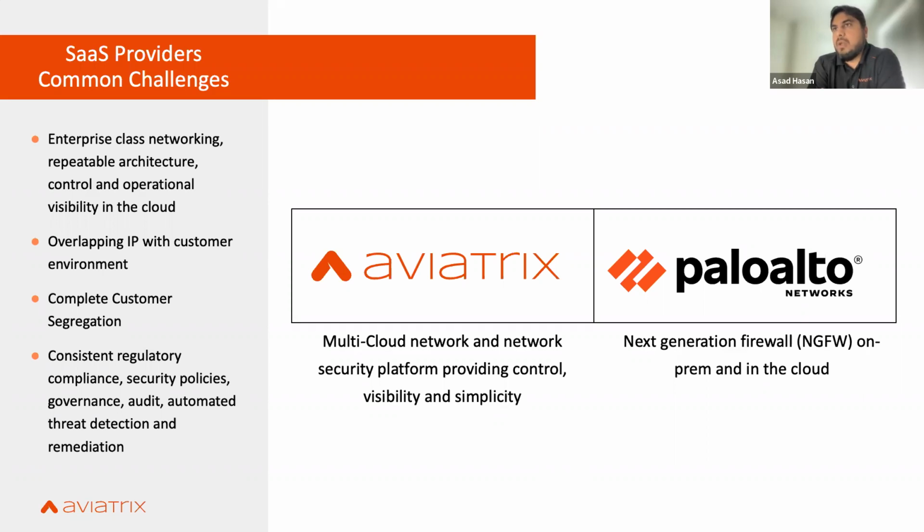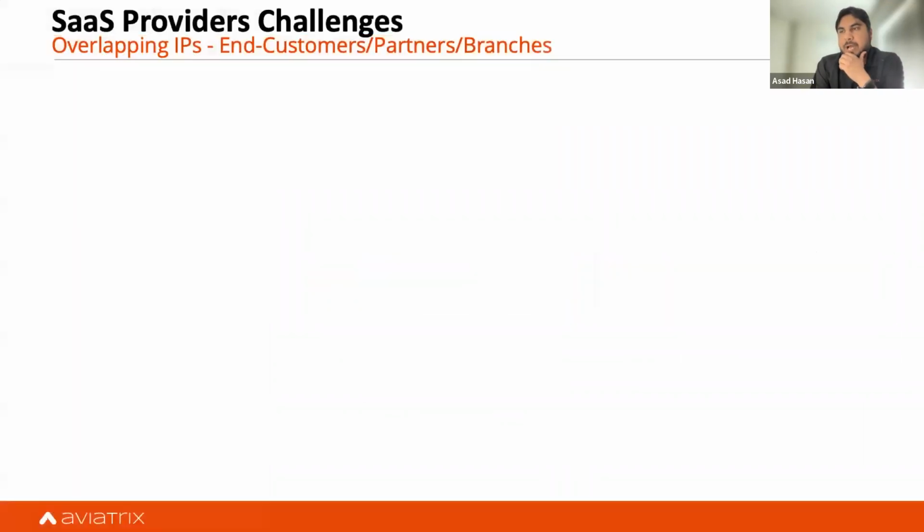But when the customer is accessing your environment, the typical challenge is obviously you don't have control over their environment, right? So there are common challenges with overlapping IPs. And also, since we have multiple customers accessing the same application, you need to make sure each of those customers is completely isolated. Obviously you don't want those customers to talk to each other, right? So now let's take a look.